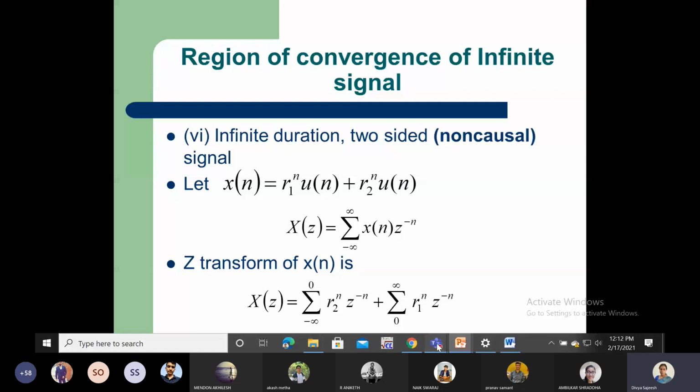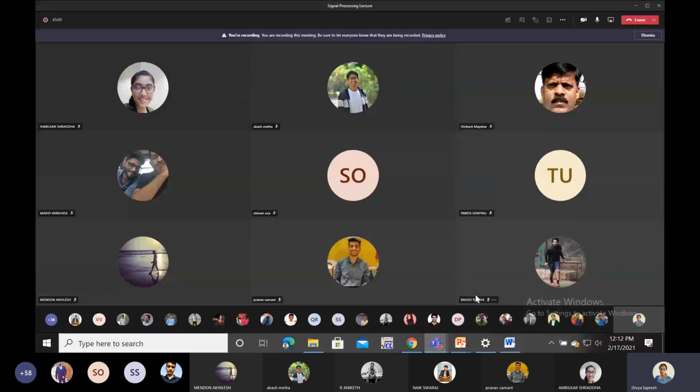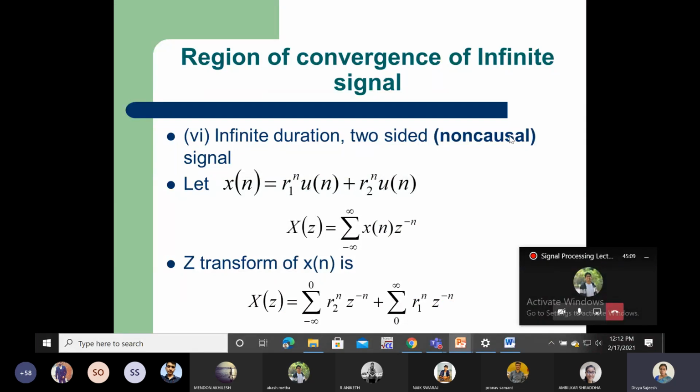Is the definition for x of n correct? Yes, ma'am, it is correct. Can you tell me then, u of n means what actually? Unit step function, step unit signal. Okay, so with a magnitude of 1, isn't it?